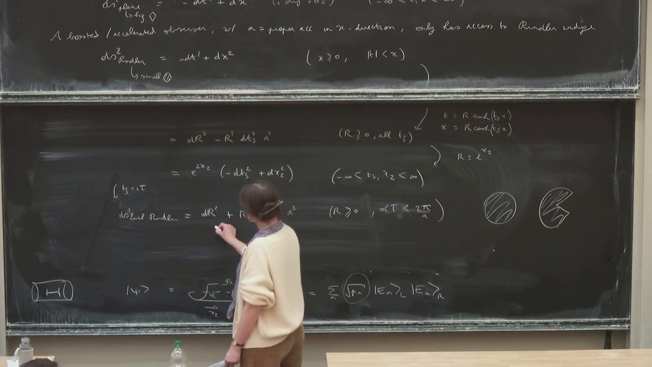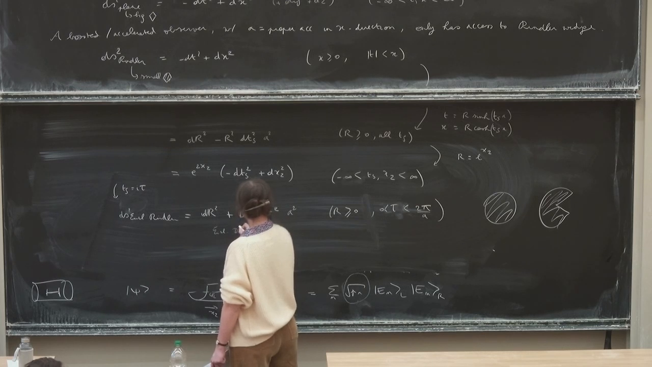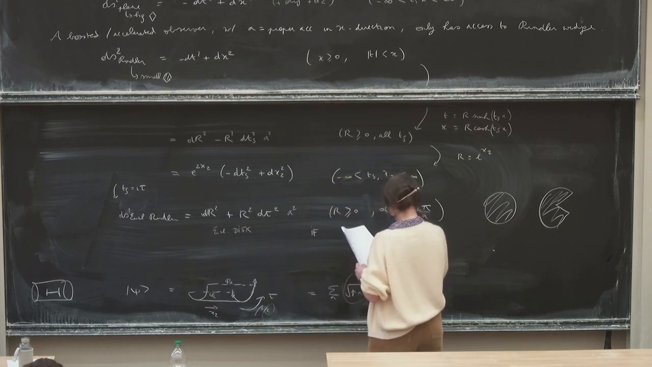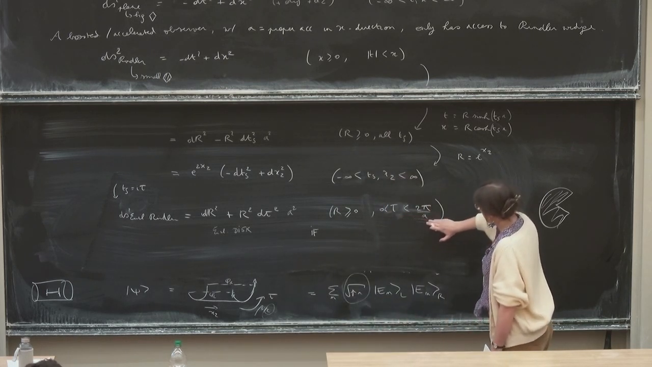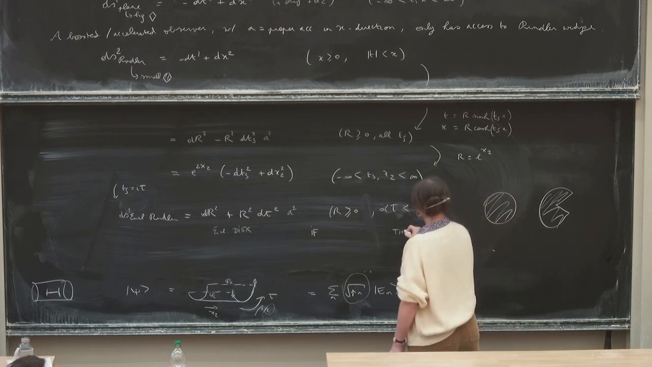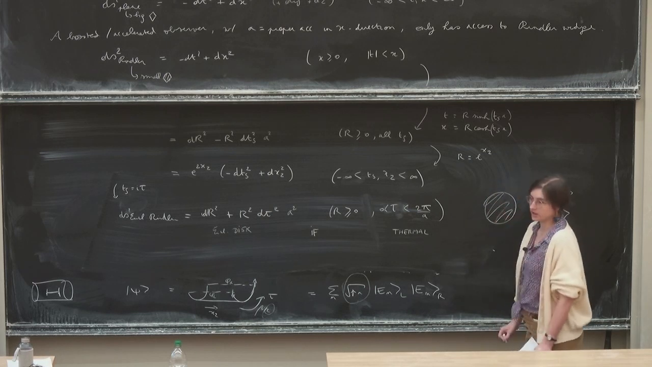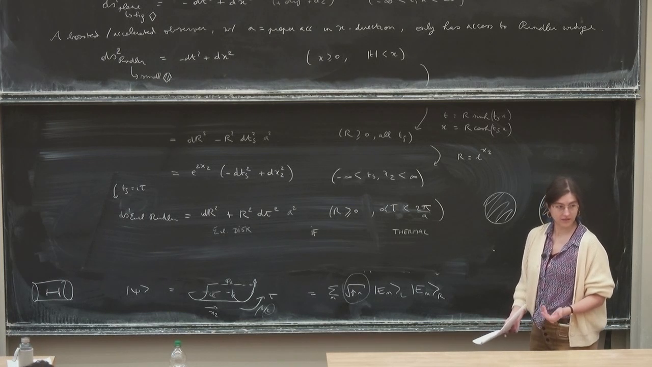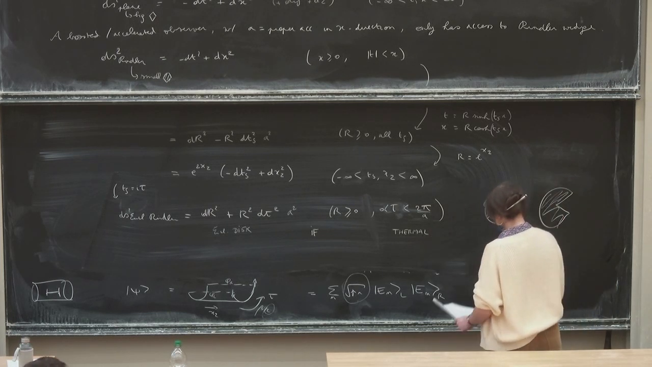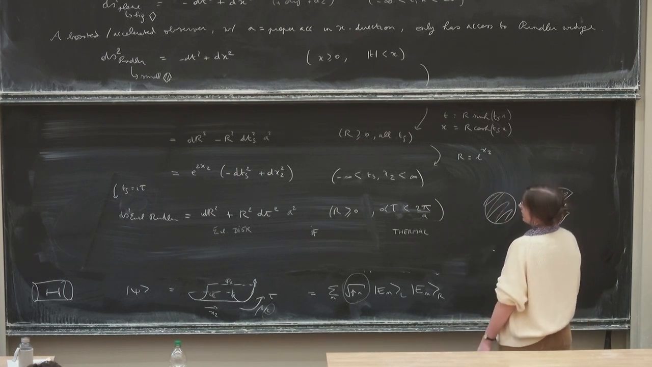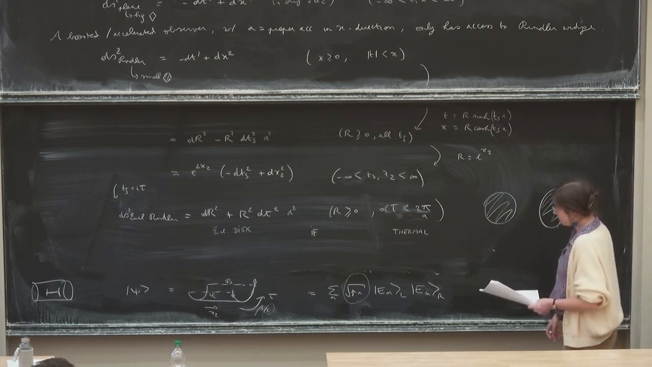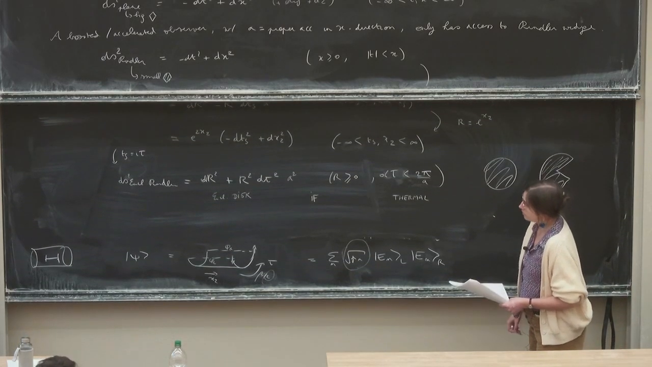So the point as before, just to repeat it, is that this is a Euclidean disk. If we are careful about the correct periodicity, and since tau is periodic, there's some temperature in the game. Okay, as soon as you have a periodic Euclidean direction, there's some temperature. So there's some thermal interpretation of this, and that thermal interpretation is the associated temperature of the Rindler wedge. Okay.